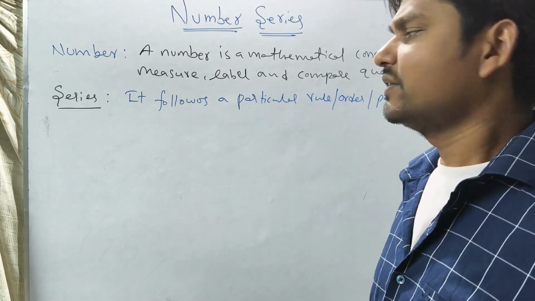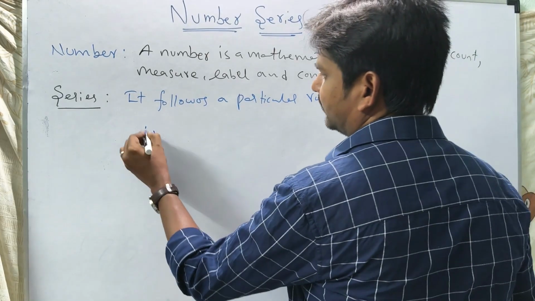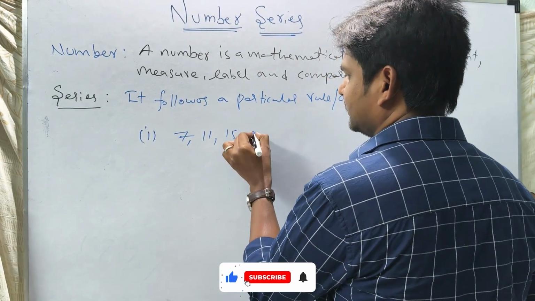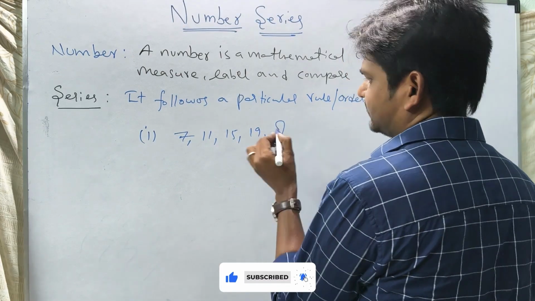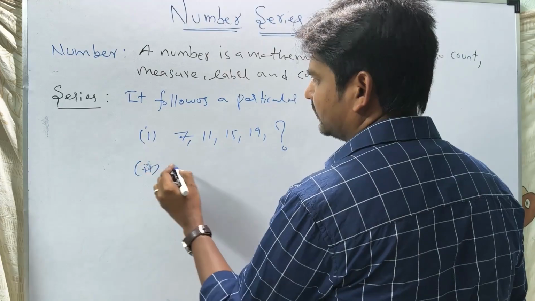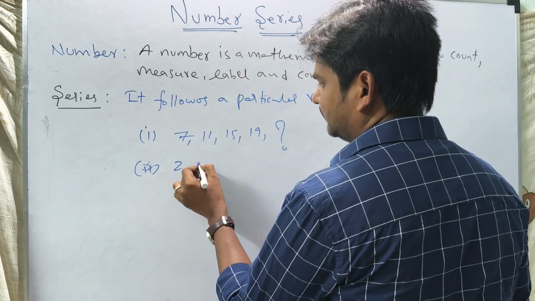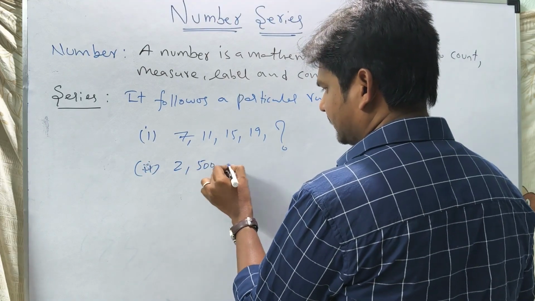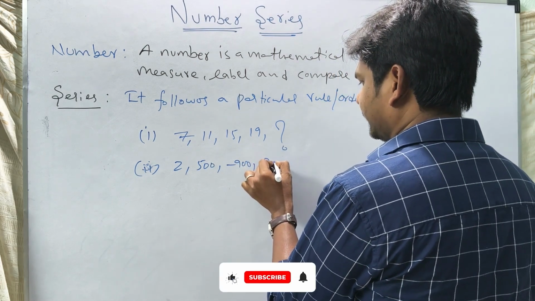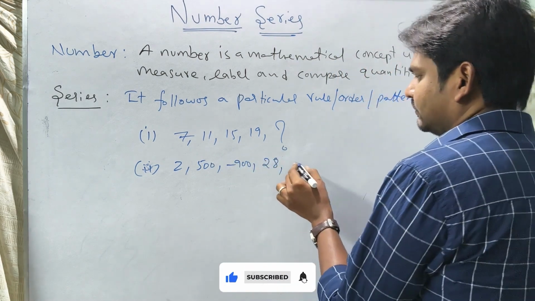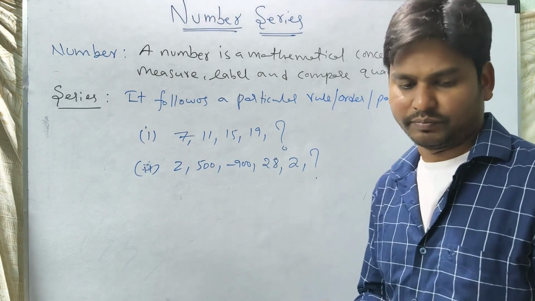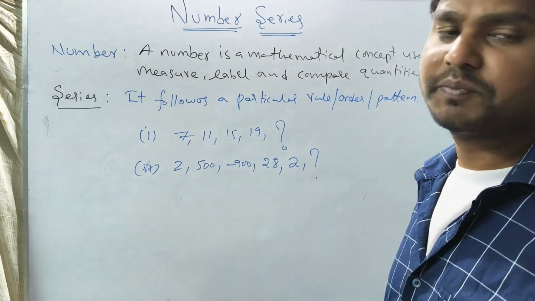Let's see example 1: 7, 11, 15, 19, what next? And the second example: 2, 500, minus 900, 28, 2, what next? This is the second example. What is the difference between these two examples?